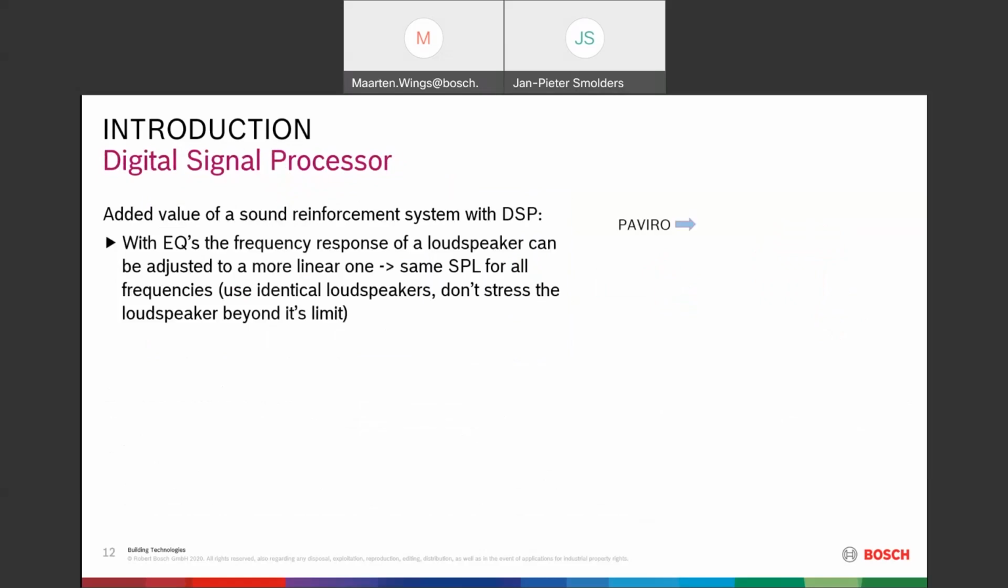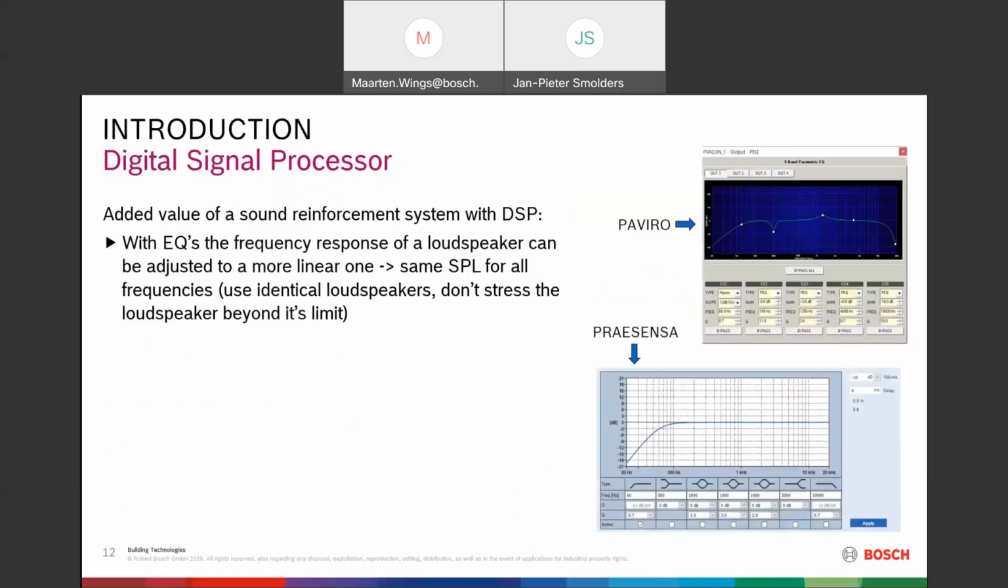Now, what is the added value of a sound reinforcement system with digital signal processing, DSP? With the DSP inside a sound reinforcement system, you can fine-tune the sound that is coming out of a loudspeaker. Now with EQs that are inside the equipment, you can influence the frequency response of a loudspeaker by adjusting them in a certain way. Like you see, for instance, here on the right, you can gain some frequencies, or you can, let's say, lower some frequencies, so that the response of the loudspeaker will become more flat.